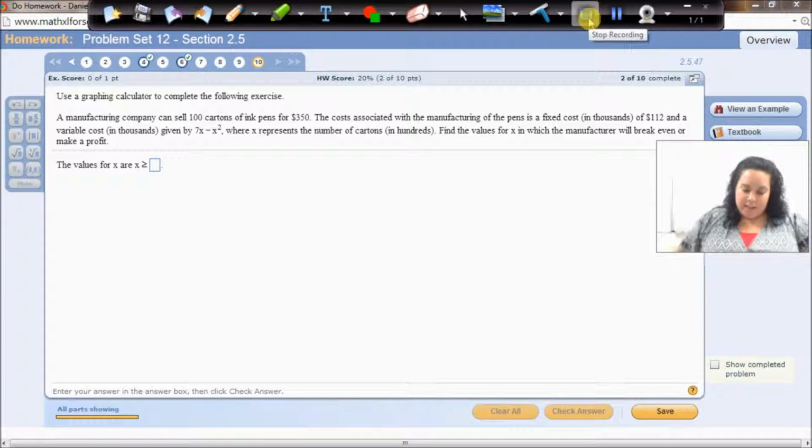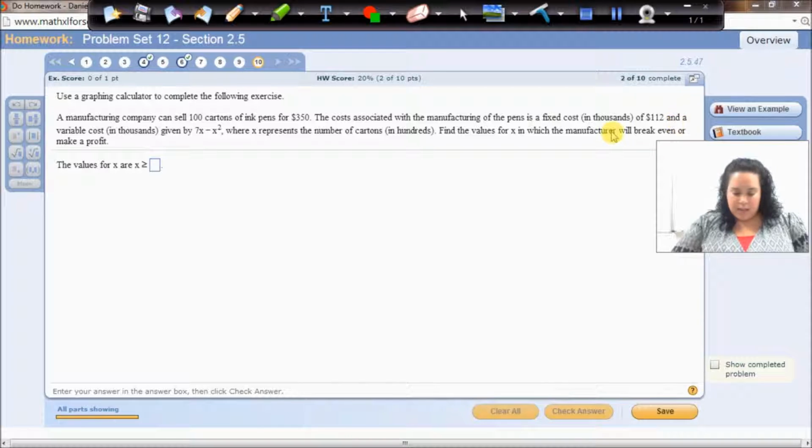Use a graphing calculator to complete the following exercise. A manufacturing company can sell 100 cartons of ink pens for $350. The cost associated with manufacturing of the pens is a fixed cost in thousands of $112 and a variable cost in thousands given by 7x minus x squared, where x represents the number of cartons in hundreds. Find the values for x in which the manufacturer will break even or make a profit.